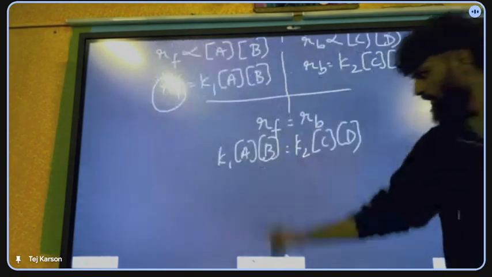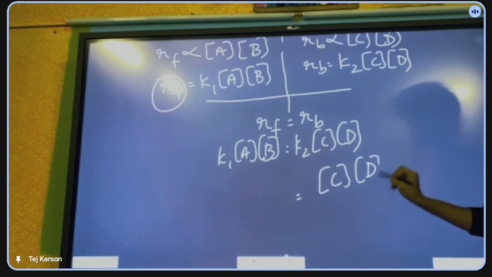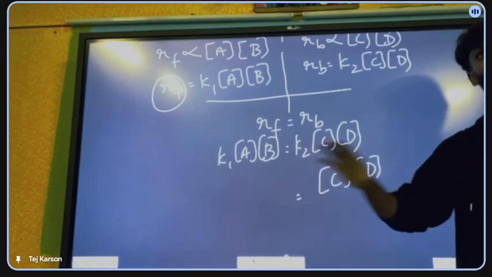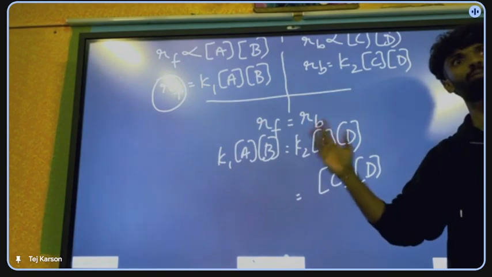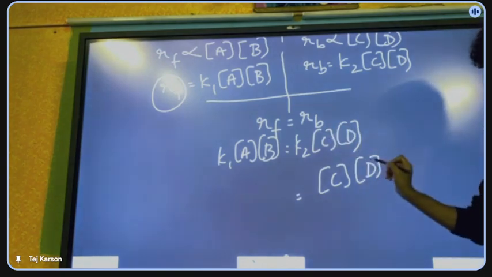So what happens in the next step? Concentration of C and concentration of D will remain there. What am I trying to do? I am trying to separate all the concentrations from the constants. I am trying to bring the constants to one side, variables to the other side. Okay. Concentration of C, concentration of D done.